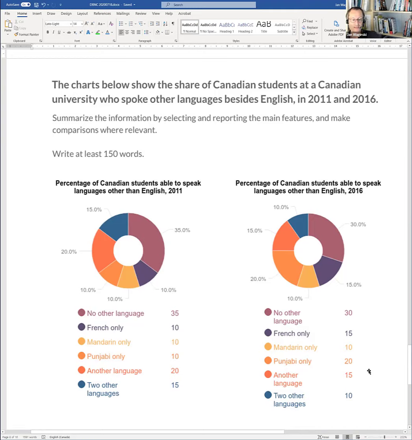How about the percentage of people speaking another language that's not French, Mandarin, or Punjabi? It is also decreased by 5 percentage points. So how much percent? 1/4? That's it. And what about those speaking two other languages? Also decreased by 5 percentage points. And that 5 percentage points represents what percentage decrease? 5/15. Right, so this is similar to the last one that we saw. So it's 5/15, which is 1/3, or 33%. 33.333, if you want to be super specific.